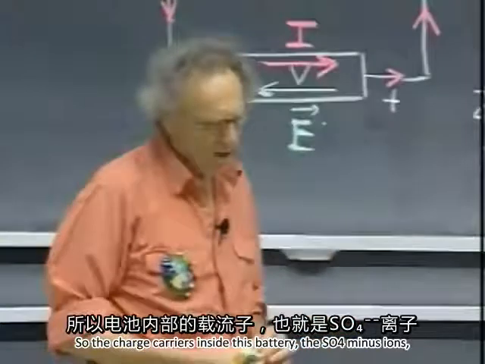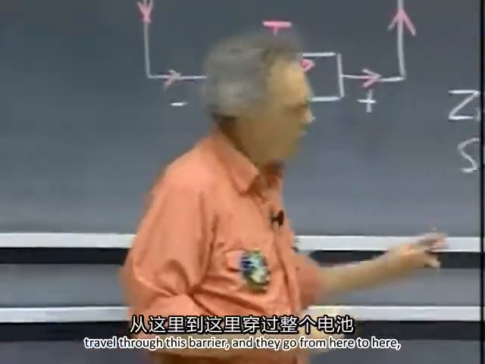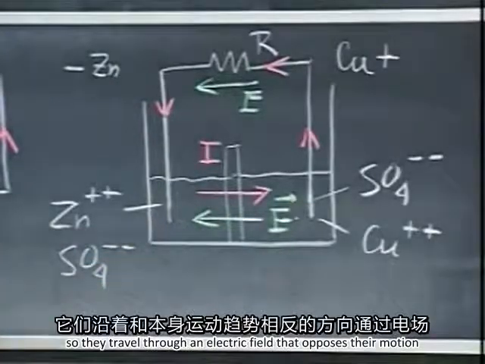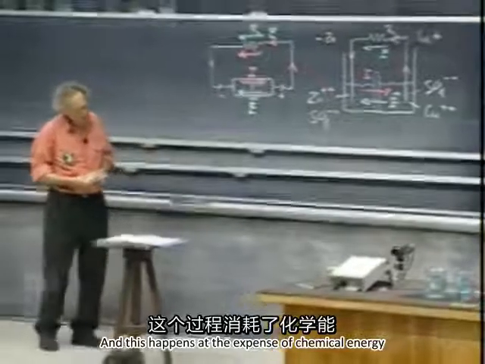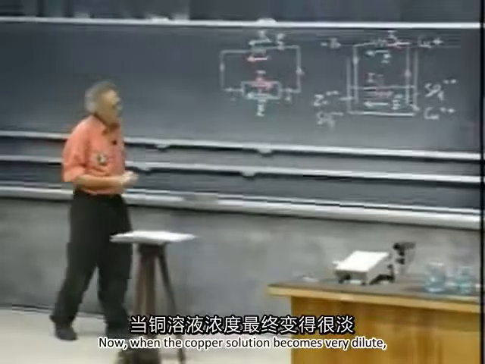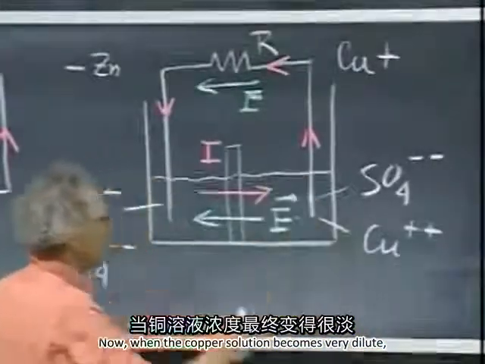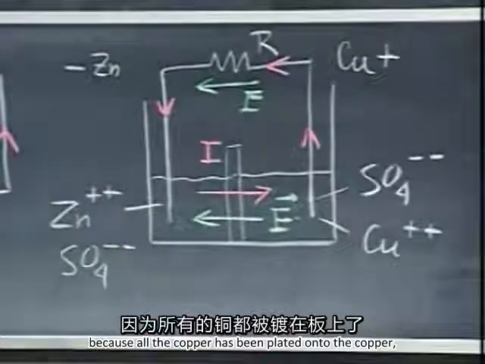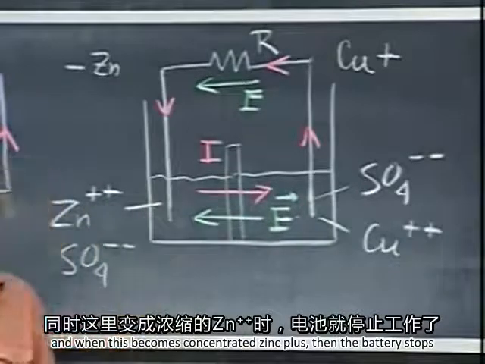So the charge carriers inside this battery, the SO4 minus ions, travel through this barrier and they go from here to here. So they travel through an electric field that opposes their motion. And this happens at the expense of chemical energy. Now when the copper solution becomes very dilute, because all the copper has been plated onto the copper, and when this becomes concentrated with zinc plus, then the battery stops.